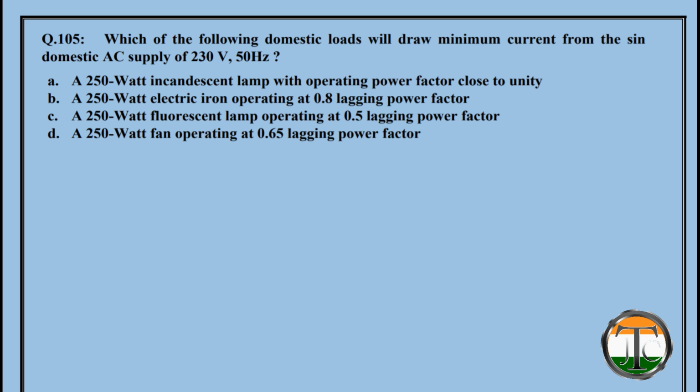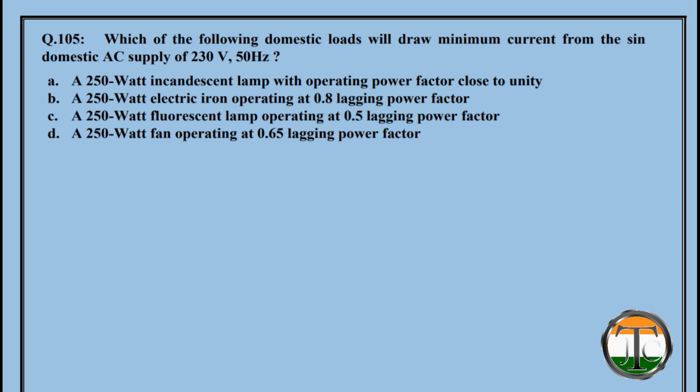So the next question is 105. Question 105 says: which of the following domestic loads will draw minimum current from the domestic AC supply of 230 volt, 50 hertz? Option A is a 250 watt incandescent lamp with the operating power factor close to unity. Option B is a 250 watt electric iron operating at 0.5 lagging power factor. Option C is a 250 watt fluorescent lamp operating at 0.5 lagging power factor. Option D is a 250 watt fan operating at 0.65 lagging power factor.